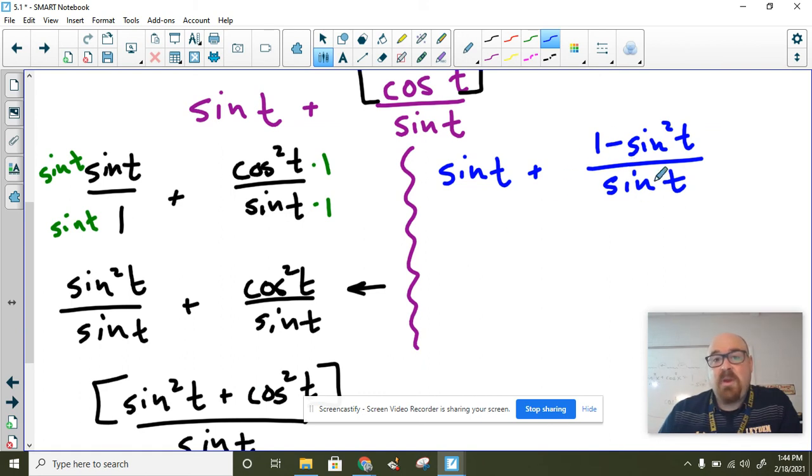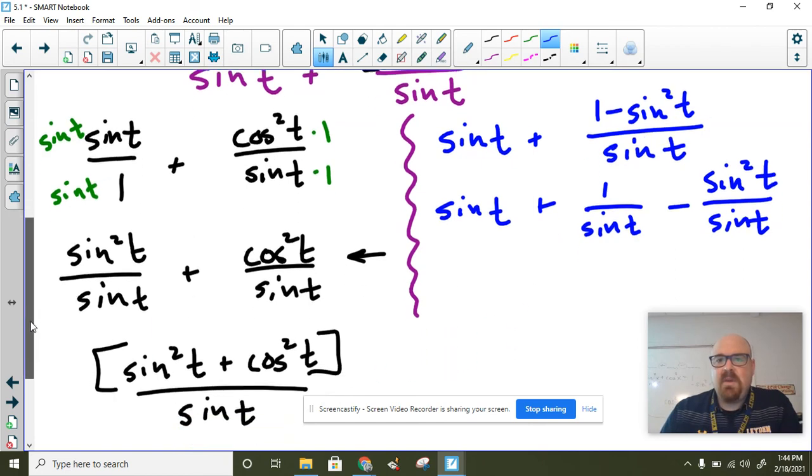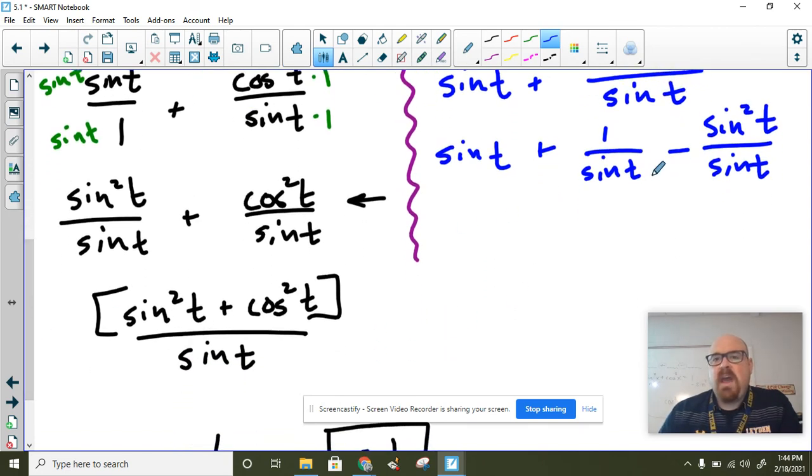Because now in this problem, we do want to decompose this fraction. That's in the toolbox. If we decompose this fraction, we have 1 over sine t minus sine squared t over sine t. Okay, you with me? What's going to happen here? Right? Don't put these back together. We just broke it up. But what happens to sine squared t over sine t?